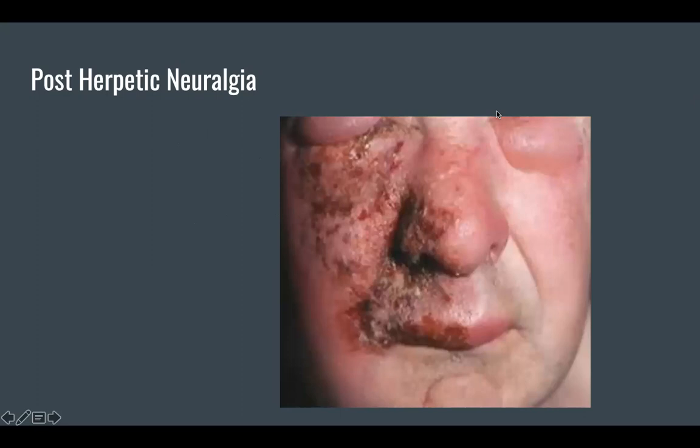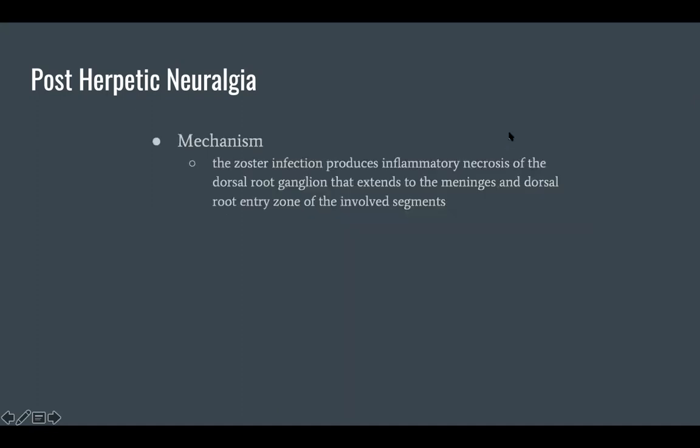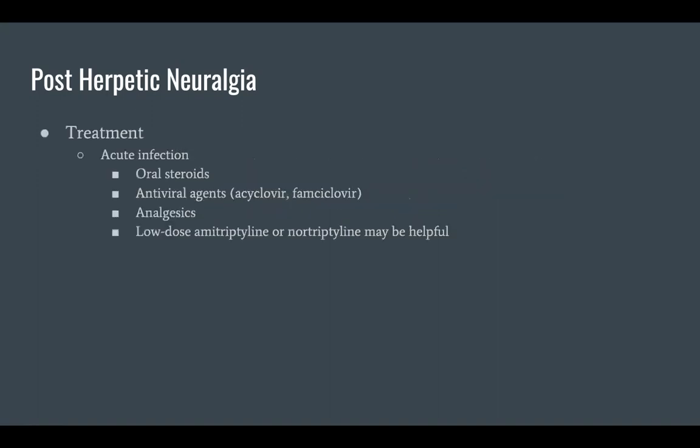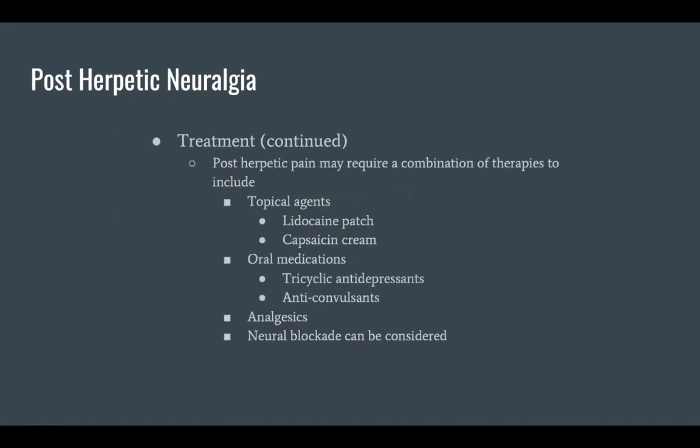And it's actually affecting, on this guy, V1 and V2 because it's on his nose. Okay, so zoster has that inflammatory necrosis of the dorsal root ganglia. So treatment is going to be steroids, antivirals like acyclovir, valacyclovir, analgesics, Tylenol, ibuprofen, and then maybe amitriptyline or nortriptyline. And sometimes they'll give gabapentin.